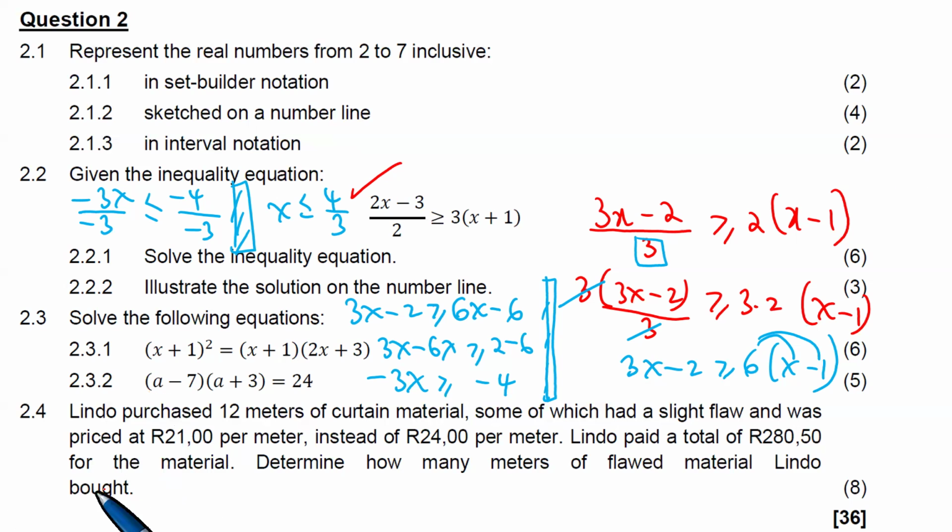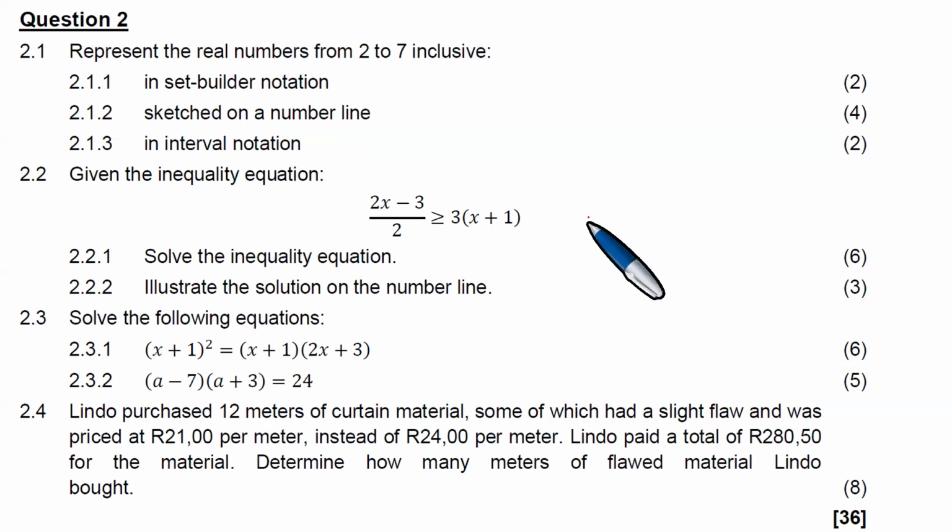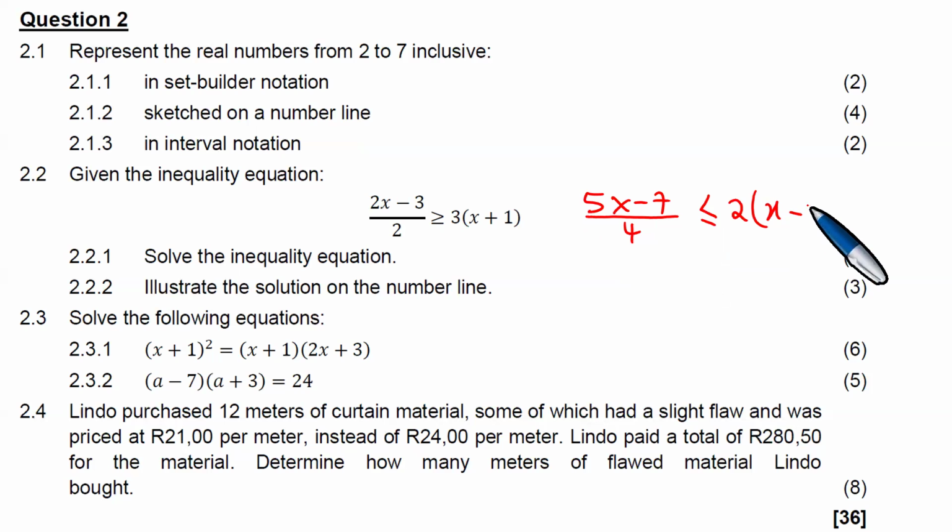I'm going to give you another little problem. Here is another little problem. So now we're going to change this problem and put 5x minus 7 over 4 is less or equal to 2x minus 3. Now we're giving you this one, and we want to see what you're going to do.